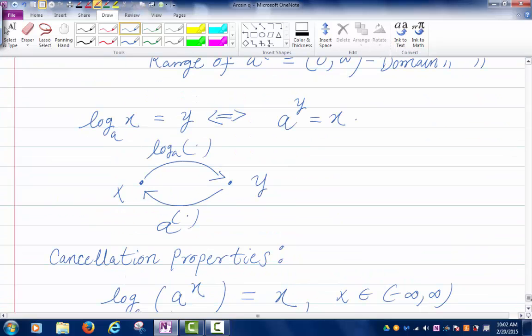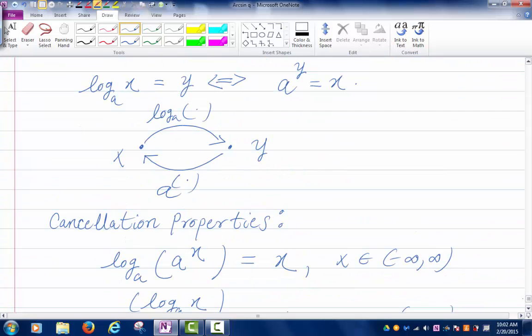So recall that we defined the general log function, which is log base a of x, and we defined log base a of x to be the inverse of the a to the x function. And log base a of x, a couldn't be 1, right? Remember that a was not allowed to be 1. And log base a of x is y if and only if a to the y is x, right?